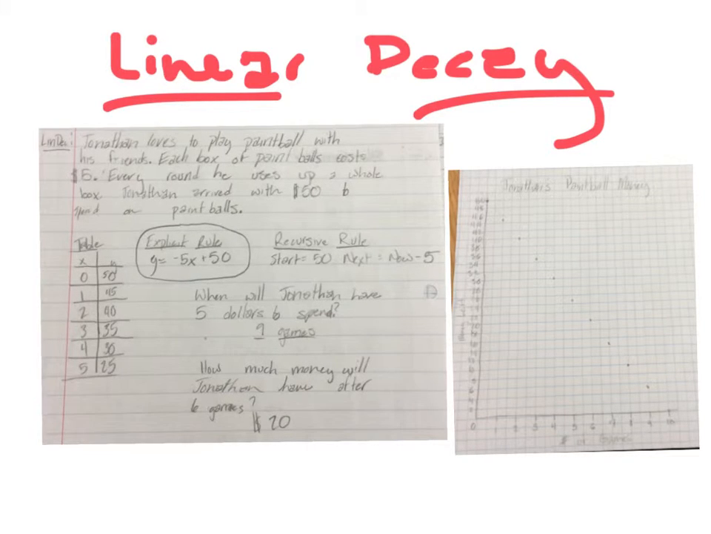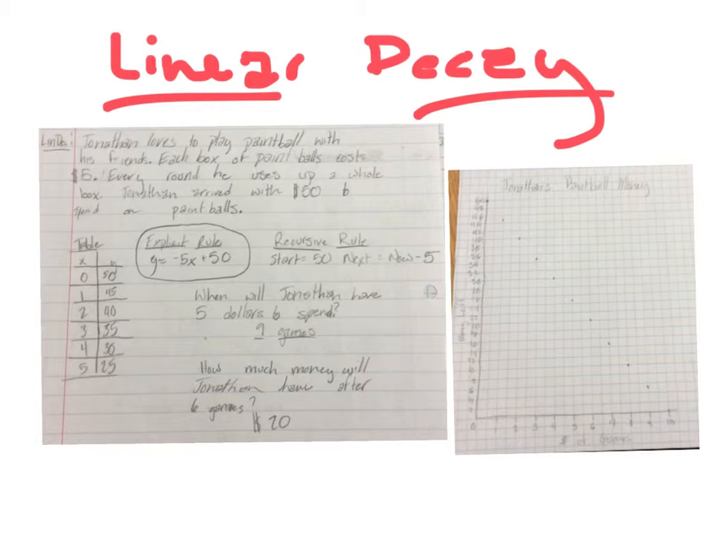The table would be with an x of 0, your y is going to be 50, and every time x increases by 1, y will decrease by 5. The graph has a linear decay because he is decreasing by $5 for every game that he plays, and after 10 games he would be completely out of money.